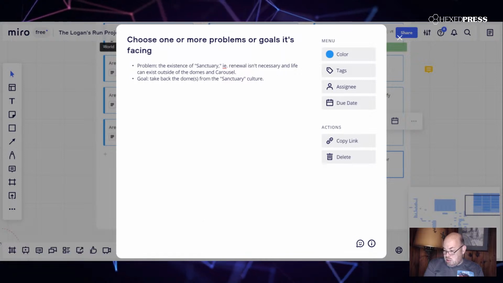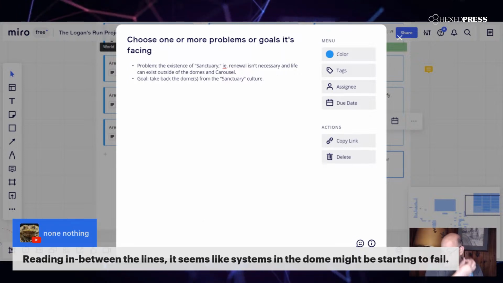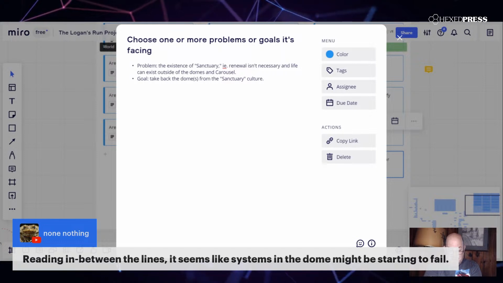Oh, now nothing says reading in between the lines. It seems like systems in the dome might be starting to fail. That's an interesting one. That's certainly something we could play with, right? Because we don't get much of it in the movie. What we do get, and the movies are inspiration, we don't need to be tied to it. But yes, we do get the fact that they've forgotten about Box. Box has been doing his thing and has been forgotten about.